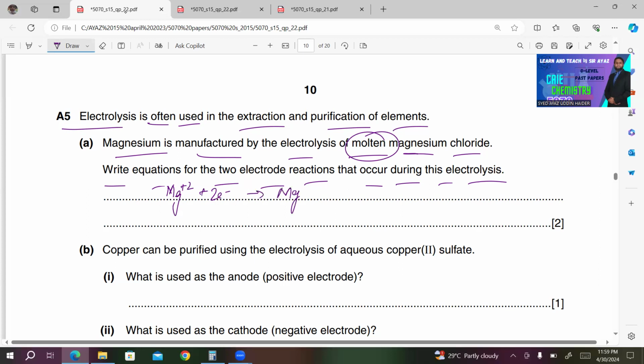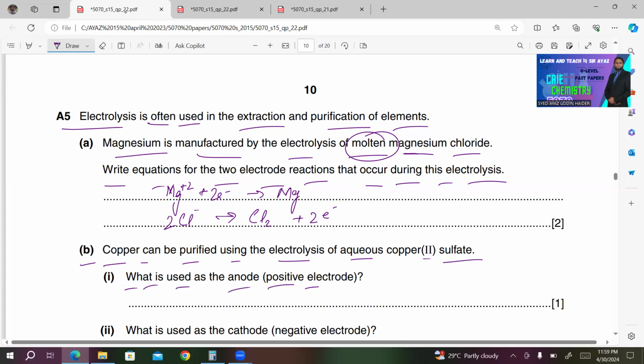What about the anode? At the anode, it must be loss of electrons by the chloride ion. Cl- gives Cl2. Chlorine exists in the diatomic state. So I will write Cl2 plus electron. Now balance it. So you have to write 2 here and 2 before. B, copper can be purified using the electrolysis of aqueous copper 2 sulfate. What is used as the anode?